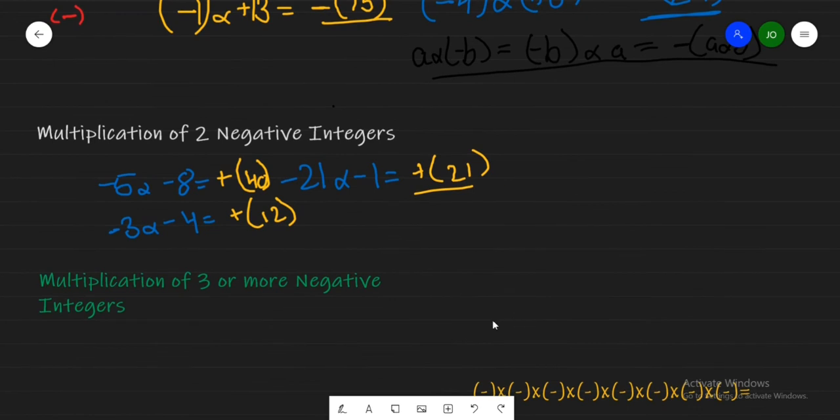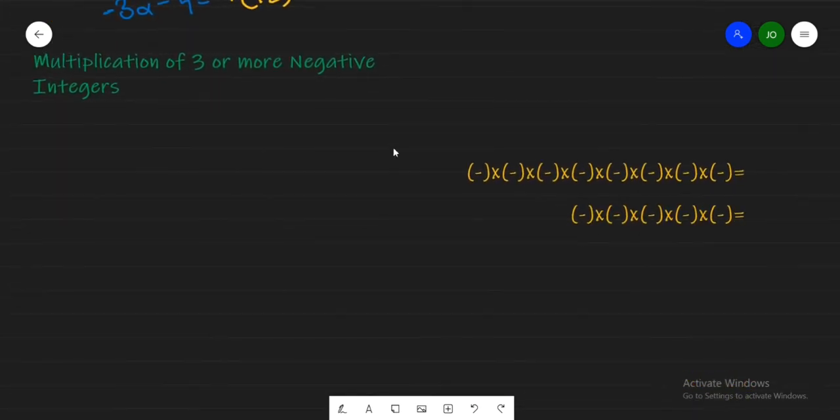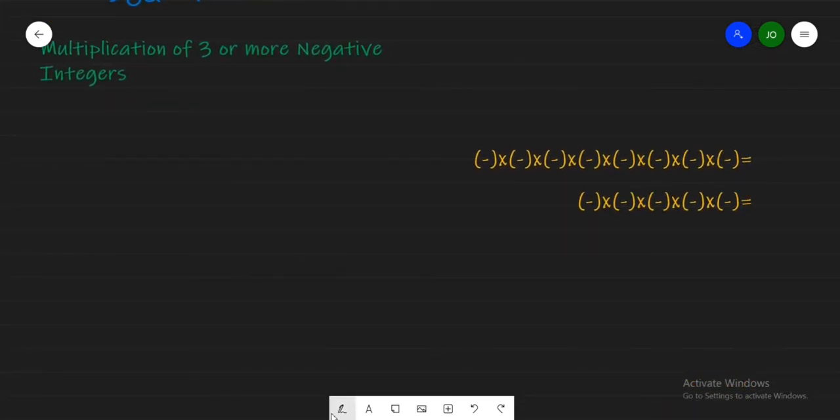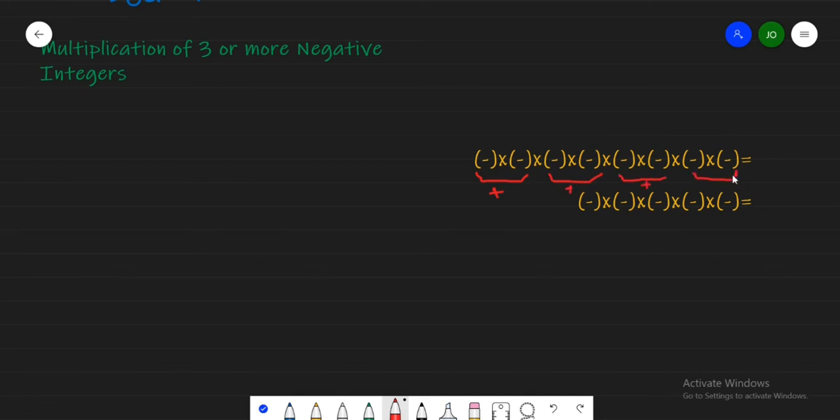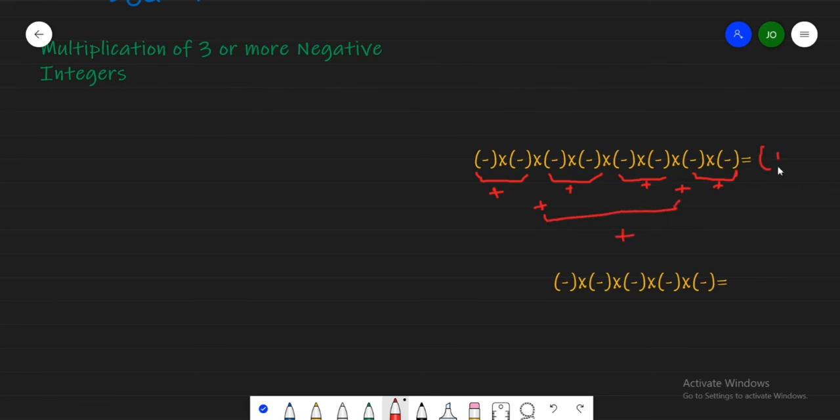So let us now know how to multiply three or more negative integers. First let us solve these questions. We have negative numbers and we have to multiply them all. So let's do this step by step. Minus into minus becomes plus, minus into minus becomes plus, and minus into minus becomes plus, and plus into plus becomes plus, and plus into plus becomes plus, and these two pluses and these two pluses will become a plus. So we will get a positive integer.